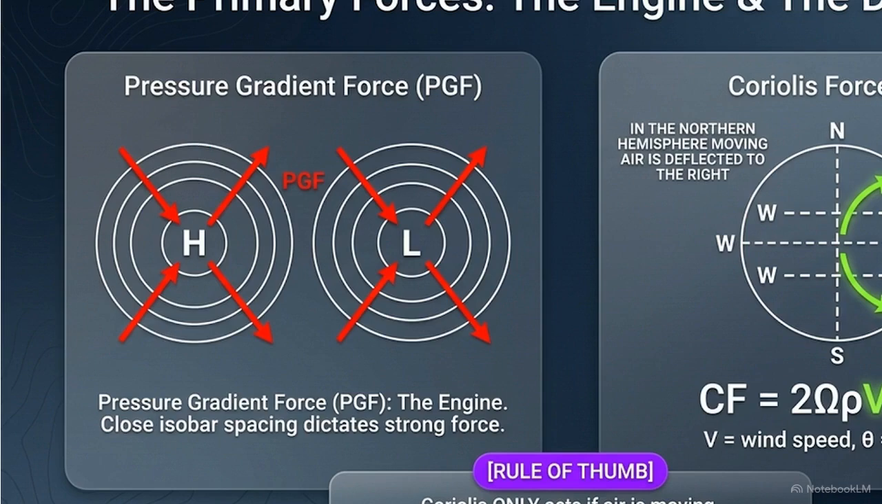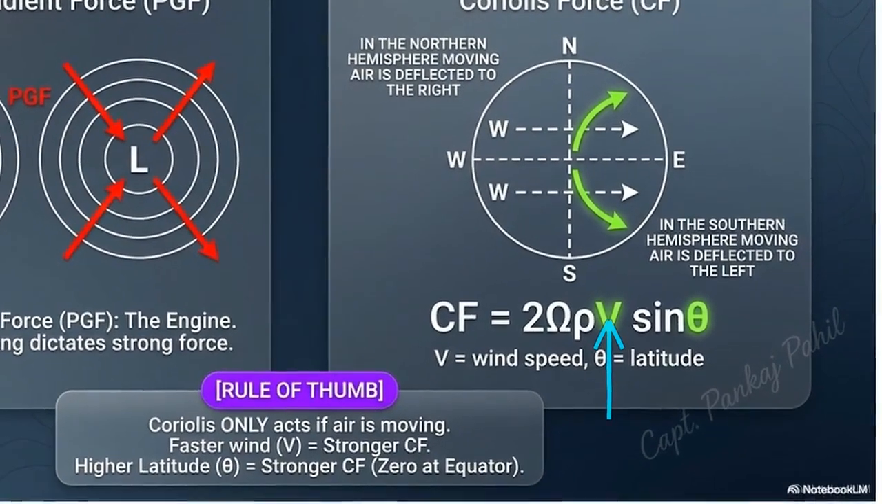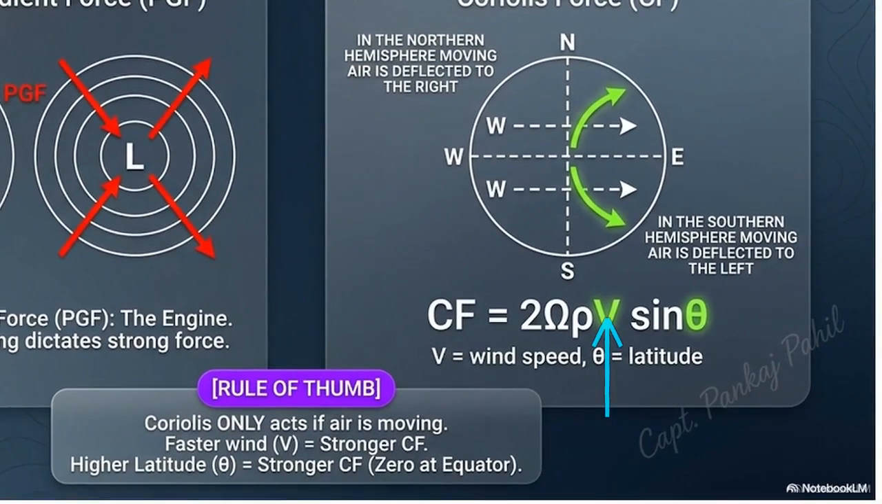But the air cannot flow in a straight line. Because the Earth rotates, it creates a deflector known as the Coriolis force. This deflects moving air to the right in the northern hemisphere and to the left in the southern hemisphere. Looking at the Coriolis formula below, notice the variable v for wind speed. This proves a critical rule. The Coriolis effect only acts if the air is already in motion. Faster wind yields a stronger deflection.